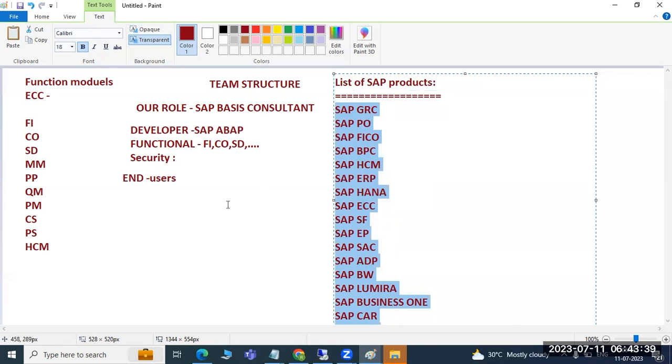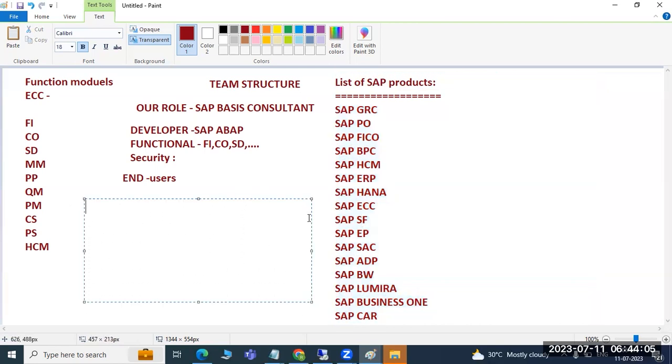Here we will discuss ECC, S4 and NetWeaver systems, and we will also install them, right? Some Java systems and everything. This is about the team structure, the list of products and the versions of SAP that we discussed. These are the agenda for today. I will not take much time for a test today also. So I will close it now. Any questions from anyone?